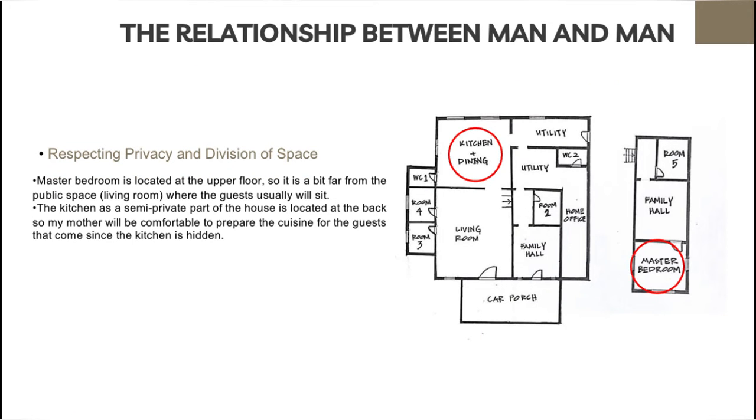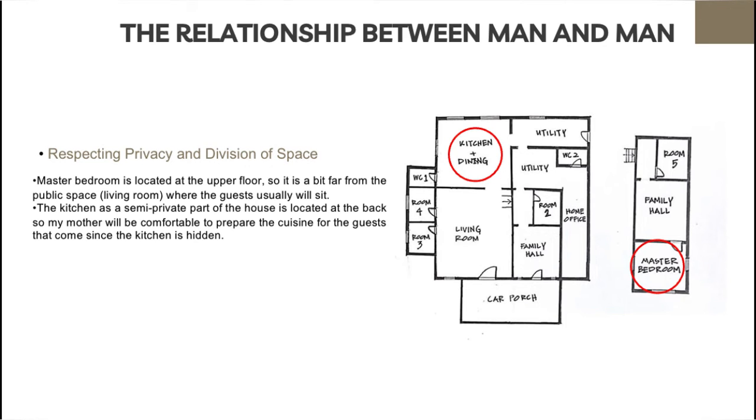The last one is the relationship between man and man. And the first principle is respecting privacy and division of space. The master bedroom is located on the upper floor, so it is a bit far from the public space, which is the living room, where the outsider guests usually sit, so it will not be awkward.